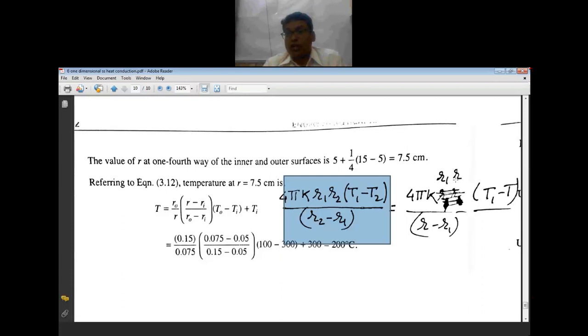But for a distance R, here the distance is R2, here the distance is R. So this T2 is replaced by this temperature T, which is to be calculated, and R2 is replaced with this R. Here R2 is also replaced with R. That means for this distance R, which is 7.5 centimeter, substituting here and here and here, I have to calculate the value of this temperature T, that comes as 200 degrees Celsius.